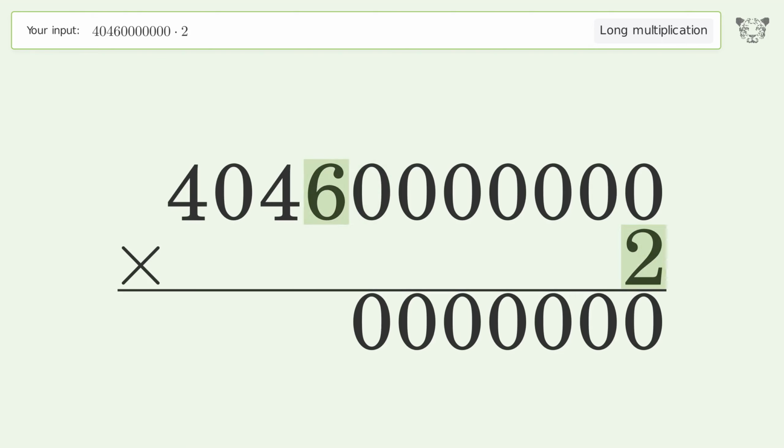6 times 2 equals 12. Because the result is greater than 9, carry the 1 to the hundred millions place. 1 plus 4 times 2 equals 9.